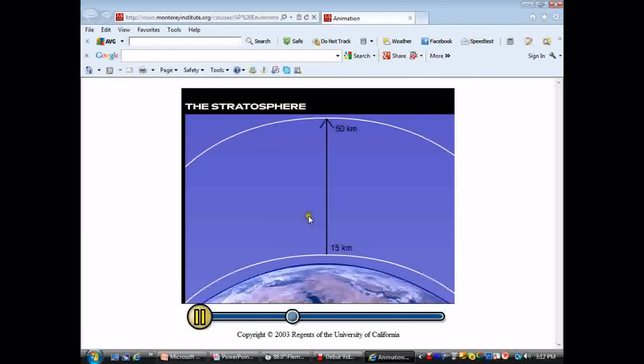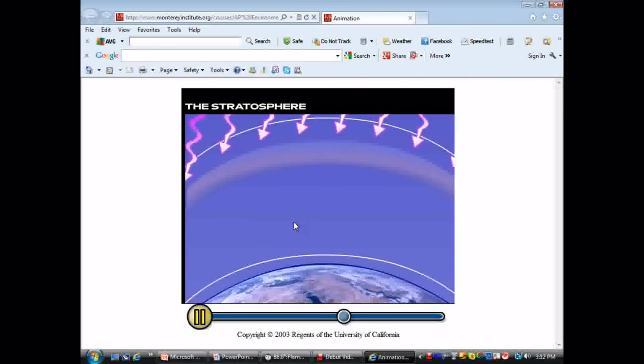The stratosphere extends from 15 kilometers to 50 kilometers above the surface of the Earth. The upper boundary of the stratosphere is called the stratopause. Stratosphere temperatures vary from minus 60 degrees Celsius at the lower boundary to 0 degrees Celsius at the stratopause. Cirrus clouds, which are composed of ice crystals, form in the stratosphere. The stratosphere contains a large band of ozone called the ozone layer. The ozone absorbs 99% of the harmful UV radiation from the sun.